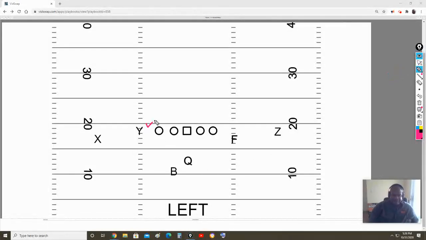Okay, so here's left. Here again, tight end to the left. Y, you stay the same. F, you flip field. And Z, you stay where you are.